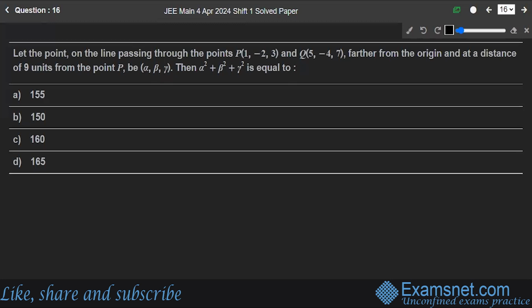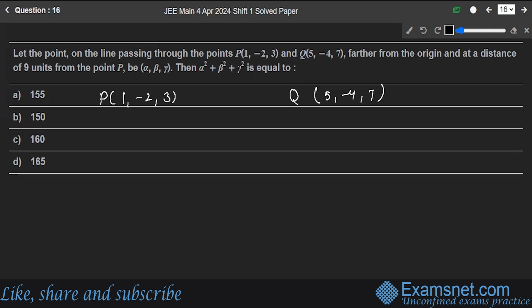Question number 16. Let the point on the line passing through the points P and Q, farther from the origin and at a distance of 9 units from the point P, be alpha, beta, gamma. Then what is the value of alpha squared plus beta squared plus gamma squared? So these are the coordinates. P is this, Q is this. Okay, 5, minus 4 and 7.